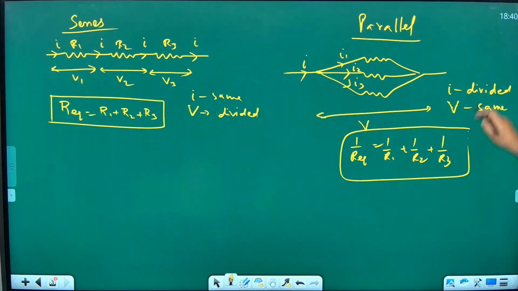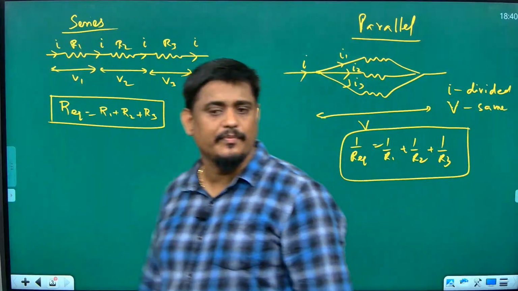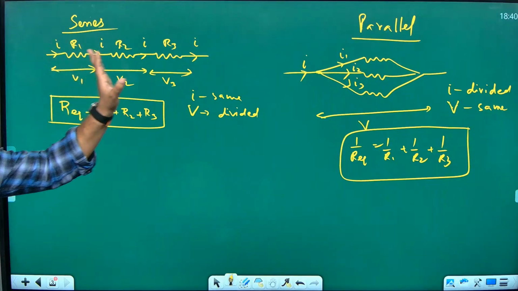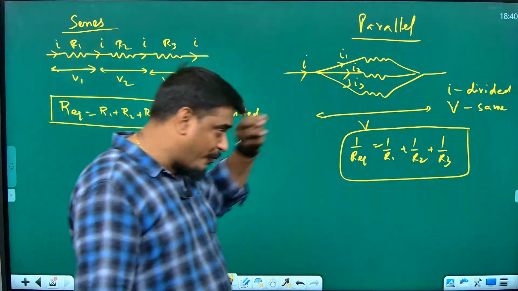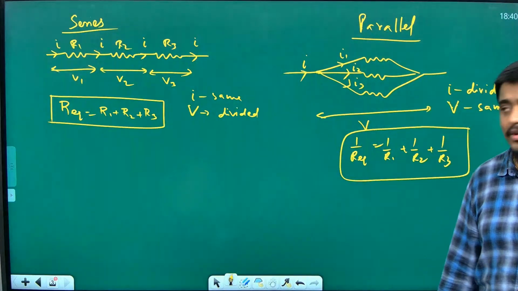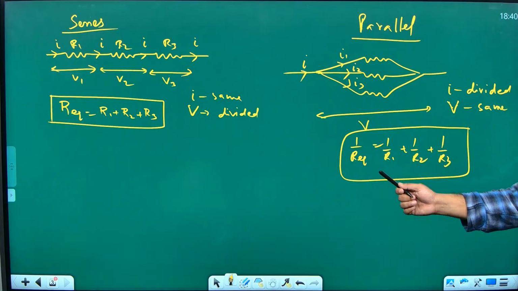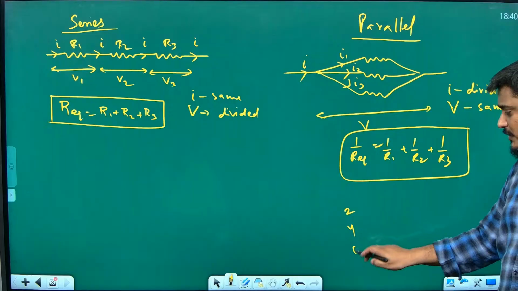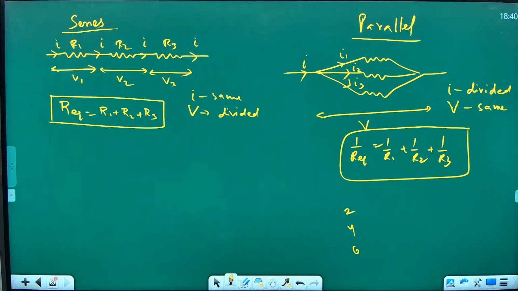In the previous class, we have solved 5-6 questions also, where I told you how to solve the numericals from series connection or parallel connection. Again, from my experience, many students will do this step, but they will forget to reciprocate. Question will be like 2 ohm, 4 ohm and 6 ohm are in parallel. What is the value of R equivalent? What they will do? 1 by R equivalent is equal to 1 by 2 plus 1 by 4 plus 1 by 6. Then they will take LCM. LCM will be 12, 6 plus 3 plus 2, 9 plus 2 is 11. They will say the answer is 11 by 12.